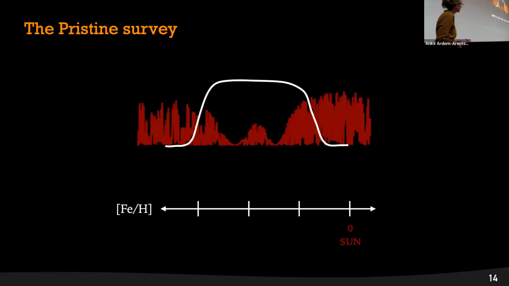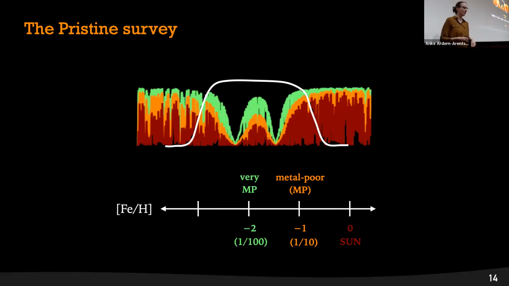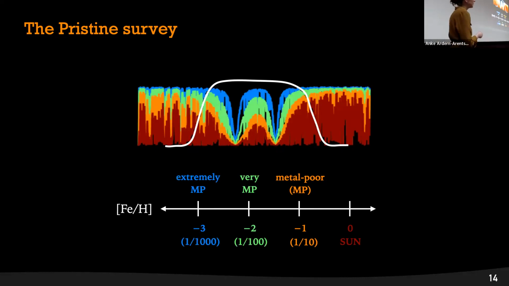And how this works, here's again this filter curve, this short wavelength range. These two big dips are the two calcium lines. This is for a star that is as metal rich as the sun. And then as we go to lower metallicity, so 1/10 or -1, you can see that these lines narrow. And as you go to lower and lower metallicity, these lines become narrower and narrower.